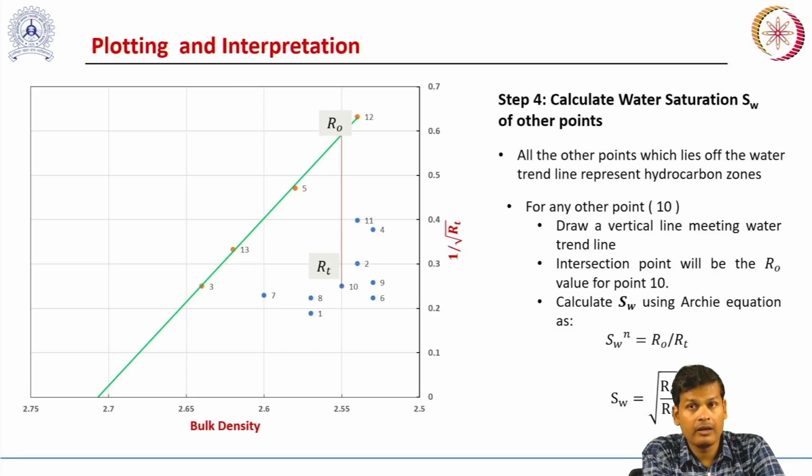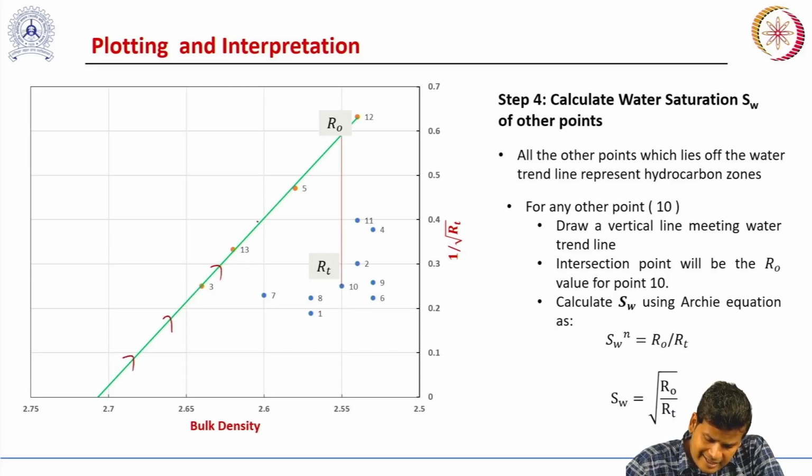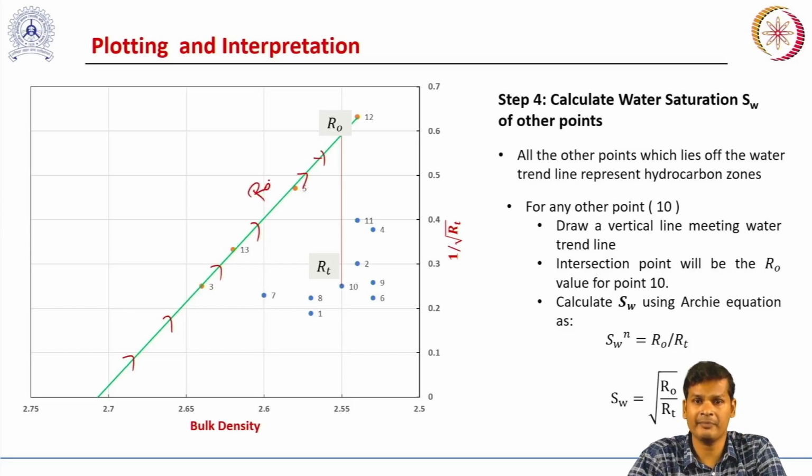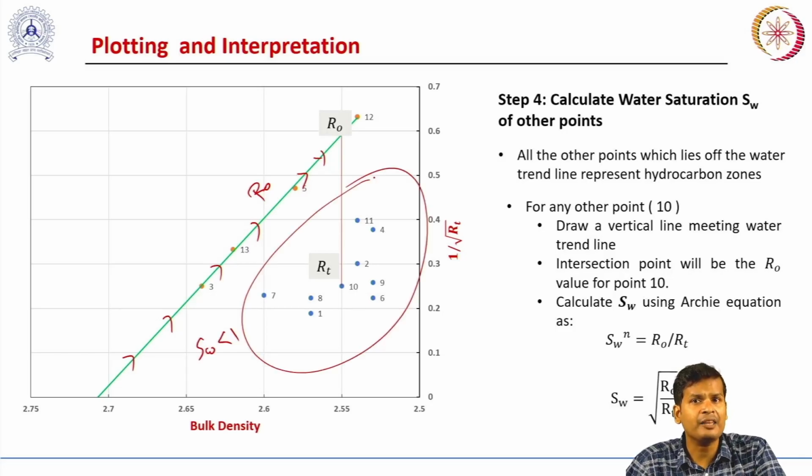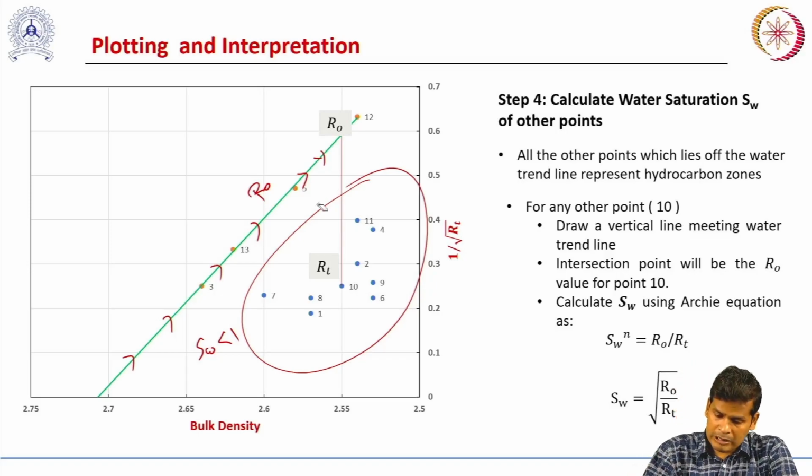So now what I have on this cross plot is a straight line which is called the RO or water bearing trend line. That means these points belong to a water bearing formation. Other points which are not falling on this water trend line should belong to a hydrocarbon bearing formation, where the value of SW is less than 1. So I can calculate the formation water saturation at all these individual points.